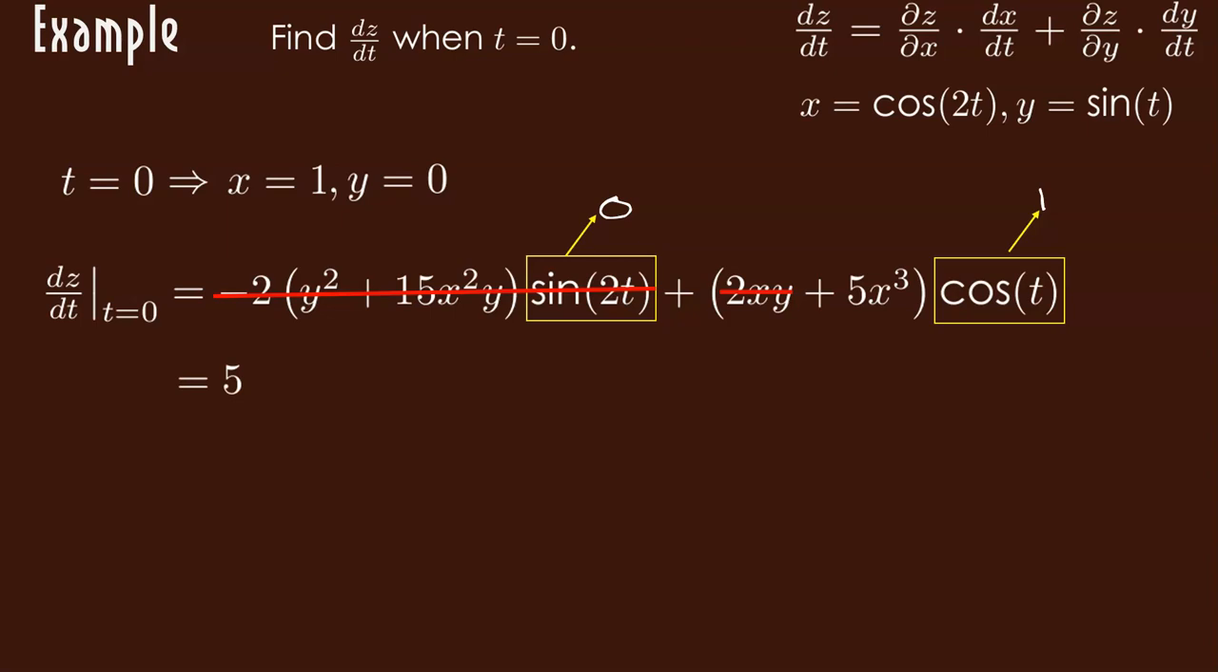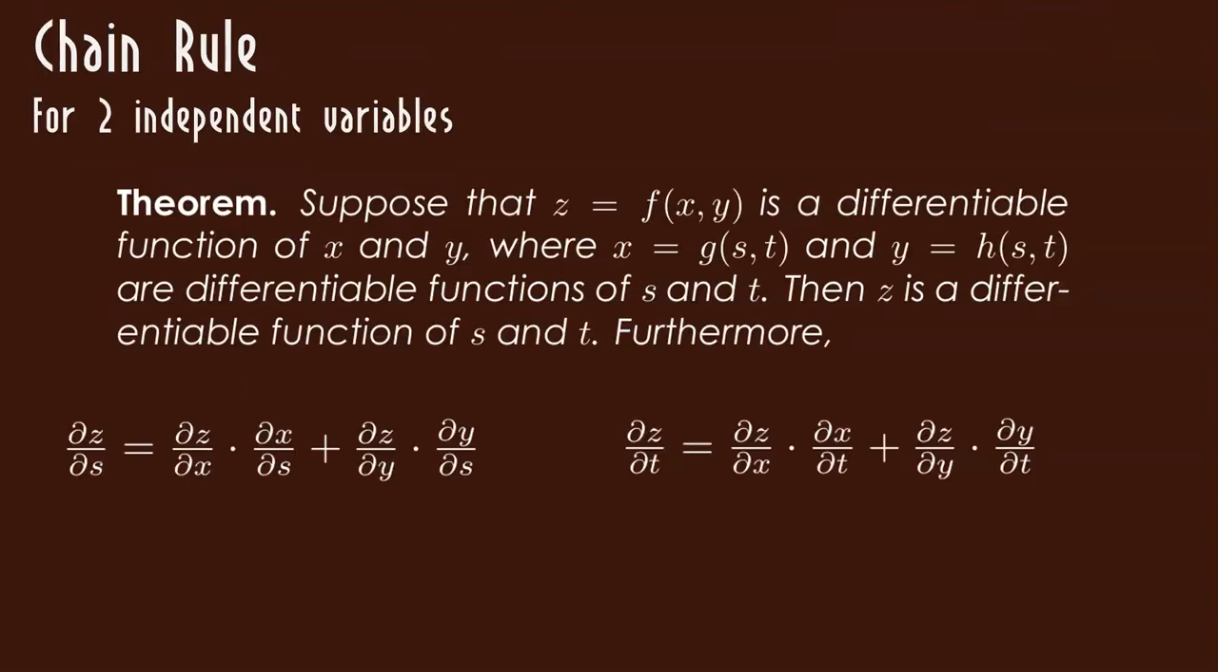Now, what if I have two variables? So x and y are both functions of s and t, two other variables. We can do that too. Suppose z is a function of x and y, and it's differentiable, and x and y are both functions of s and t, and everybody's differentiable everywhere. Then we want to be able to find the partial of z with respect to s and the partial of z with respect to t.